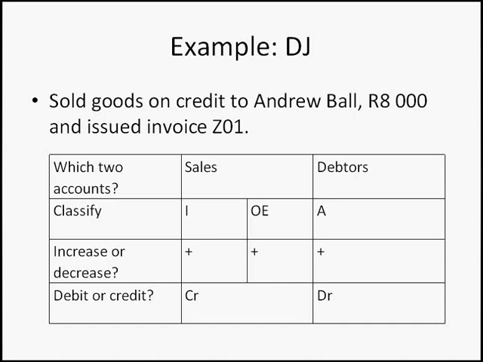Debtors is an asset, and it increases because Andrew Ball now owes me more money, and an asset increases on the debit side.